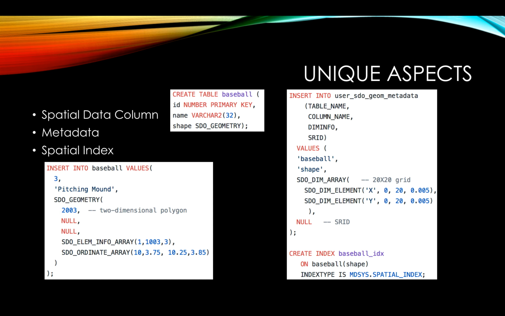And then let's get into the metadata. So look at the picture on the right. Insert into user SDO geom metadata. Now this entire entry is the metadata that includes information on the coordinate systems being used and the dimensions. So it basically represents all of the back-end information that changes the way that the user can see the objects that they create using the spatial data columns. So in this example, the baseball table is represented using a 20 by 20 grid, and that's done using the SDO dimension array. And these are completely customizable. You can change it to whatever dimensions you want.